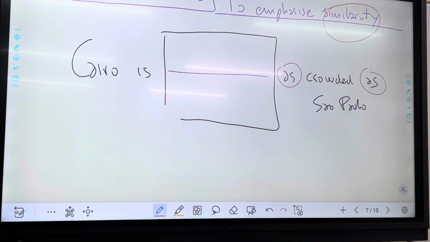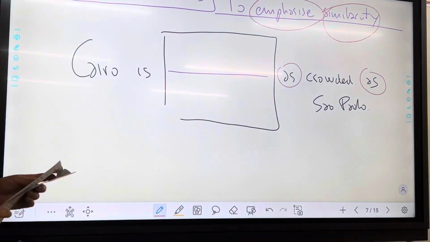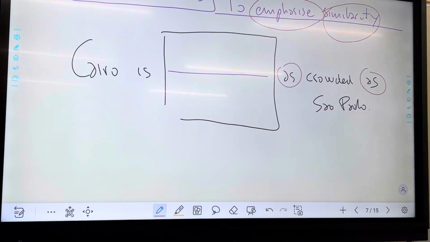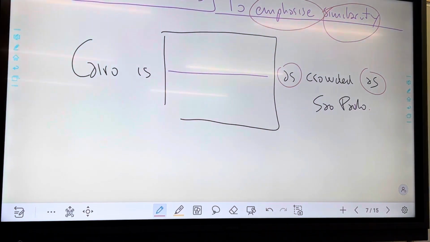However, you can emphasize this. Emphasize the equative. Emphasize the similarity. How would you say that? Cairo is just as crowded as Sao Paulo. Definitely. Okay, I would accept it.